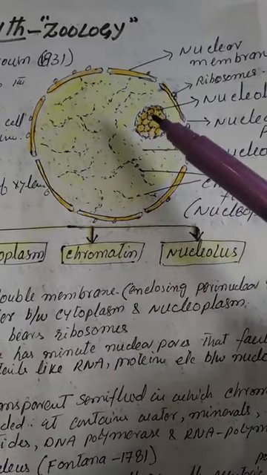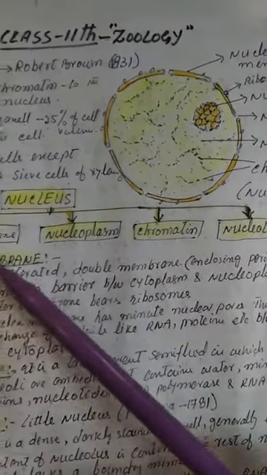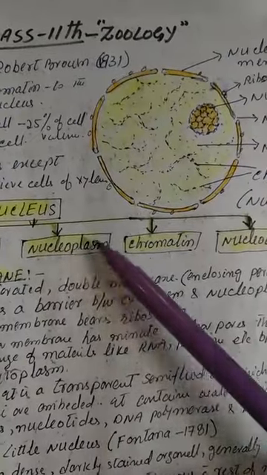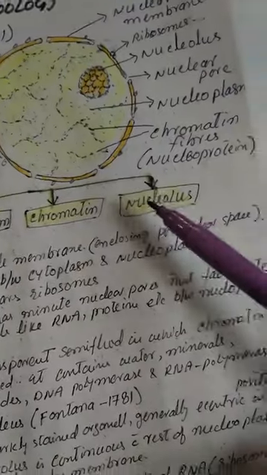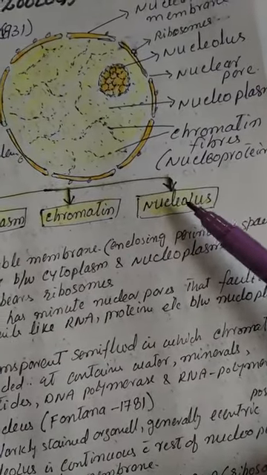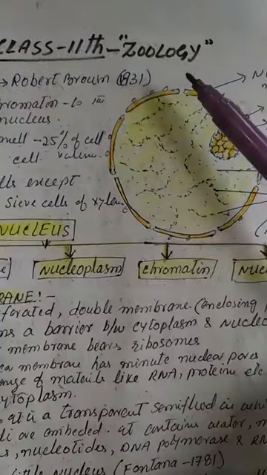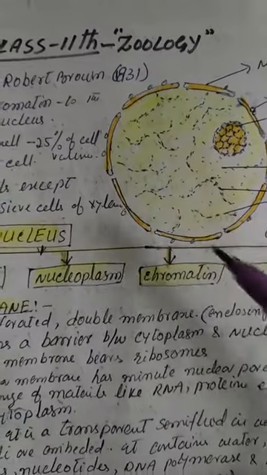Now you can see that this nucleus is broadly divided into 4 different parts. Number 1 is the nuclear membrane, second is the nucleoplasm, third part is the chromatin, and the fourth part is the nucleolus. Now first of all, we will discuss this nuclear membrane, the outer boundary of this nucleus.